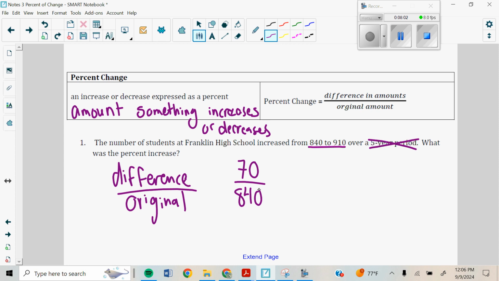Now, when you divide, this is going to give you a decimal. Then we go back up to our second box that says to find a percent given a decimal. We're going to move that decimal place over 2 to the right. And we're going to get 8.3% change from 840 to 910.